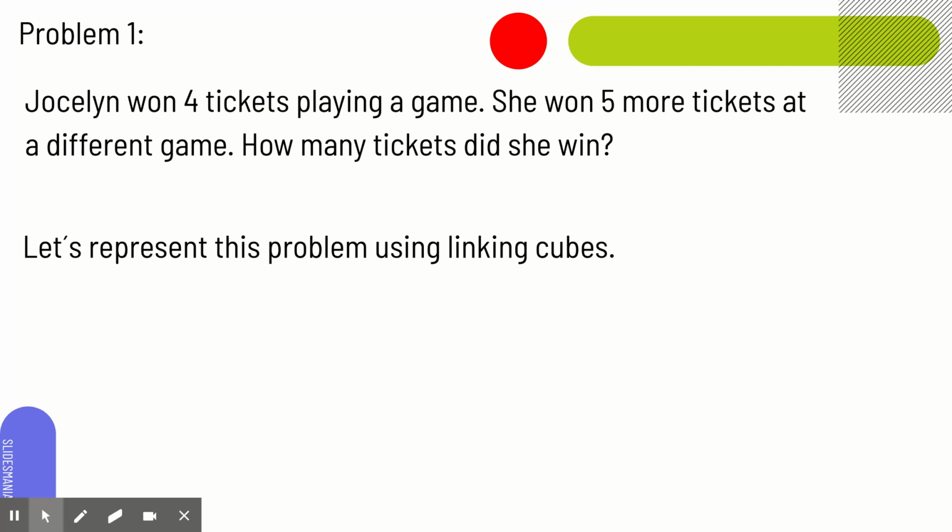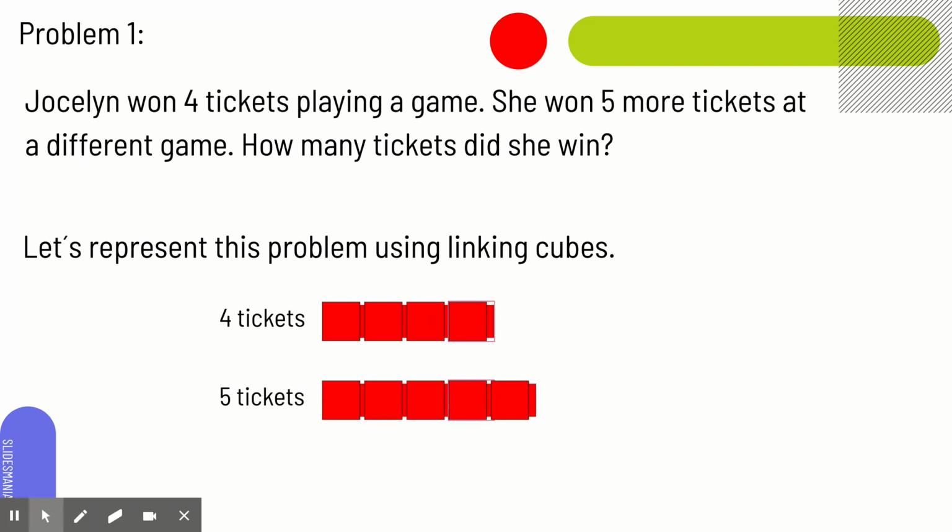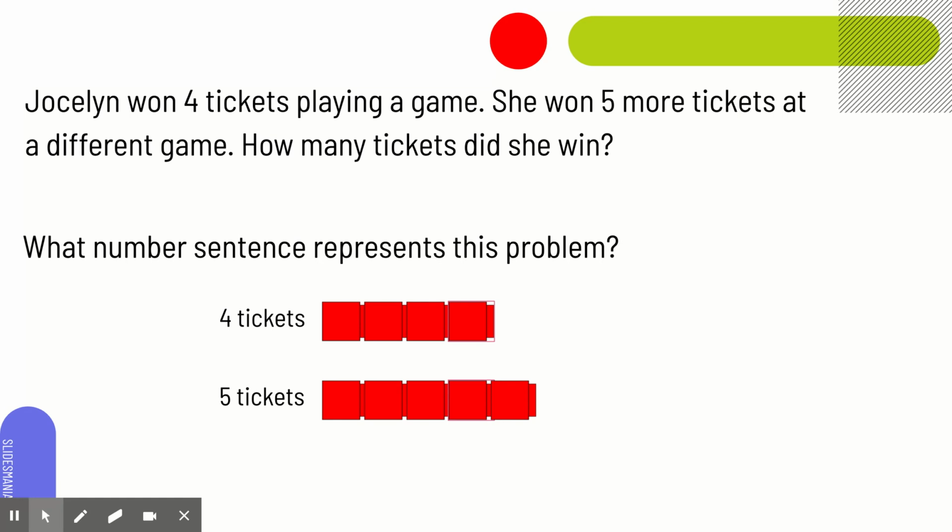We are going to use linking cubes to represent this problem. So 4 tickets for the first game that she won, and then 5 tickets from her second game. What number sentence represents this problem? 4 plus 5, because we have 4 from the first game and then 5 from the second game. But before we start adding that together, we are going to use our strategy.